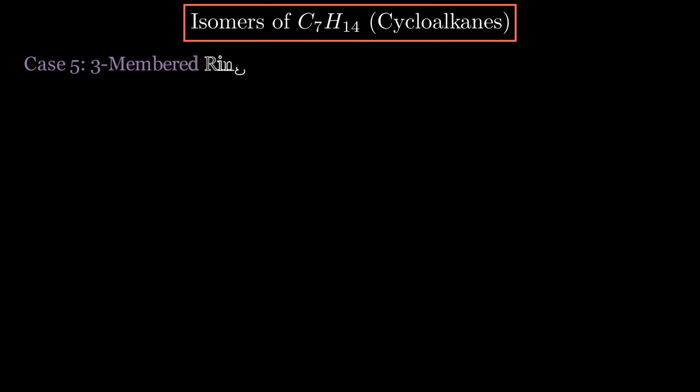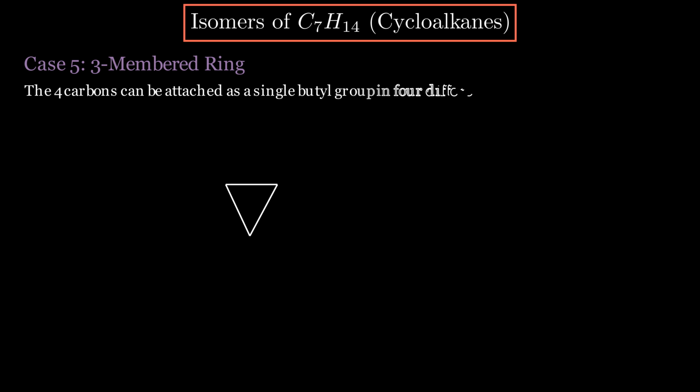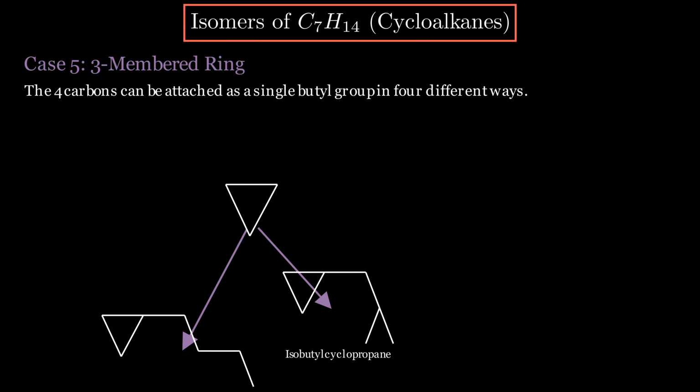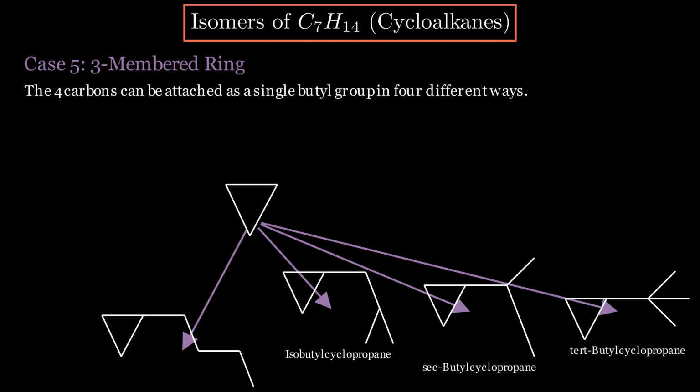Case 5, a 3-carbon ring with a 4-carbon branch. The remaining 4 carbons can be attached as a single butyl group, which itself has 4 isomers. First, the straight chain n-butyl group. Next, the isobutyl group. Then, the sec-butyl group. And finally, the tert-butyl group.